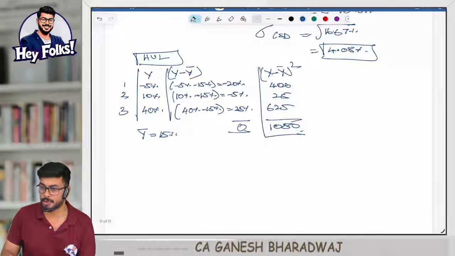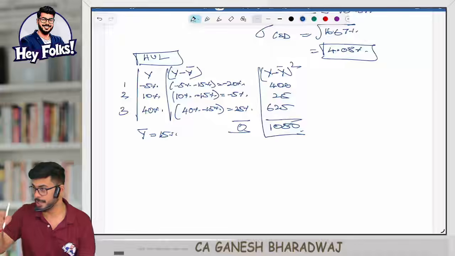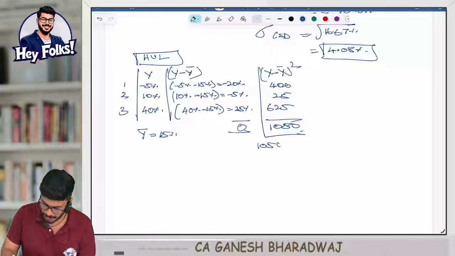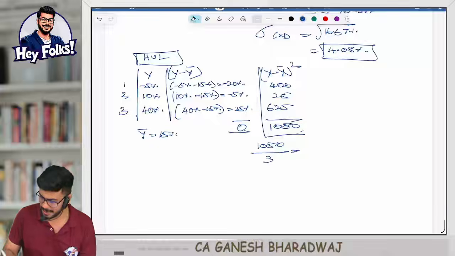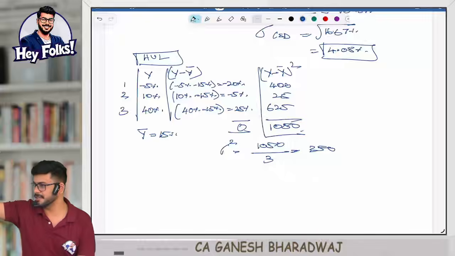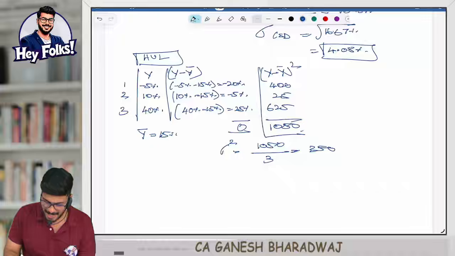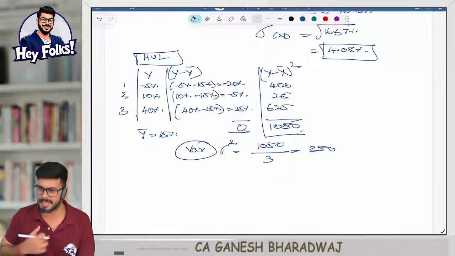Now you tell me. So now what will you do to this 1050? Direct square root. No, this is total, right? So 1050 divided by what? Divided by 3. How much is that? Yes, you get 350. Guys, this 350 figure is there, no? What is it called? It is the square of standard deviation. Actually, square of standard deviation is called as what? Variance. In statistics, we call it as variance.